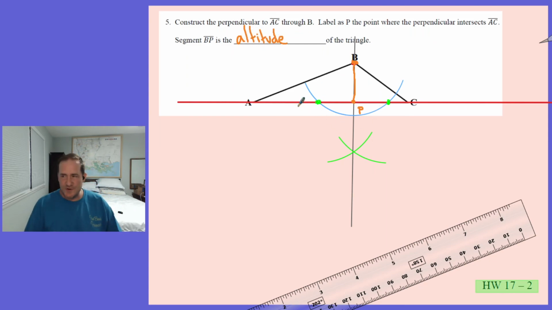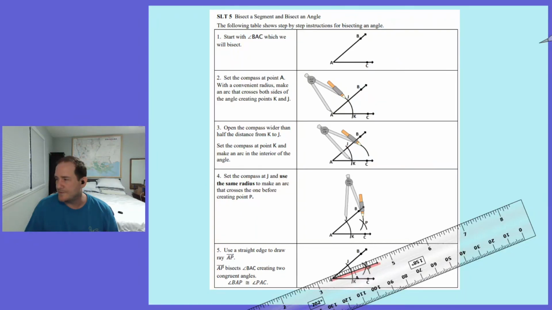And that's something you should know about triangles from now on, is that the line segment that you can draw from a vertex to the opposite side so that that line segment is perpendicular, that line segment is called an altitude. Okay? Is there more? No, that's it for that one.